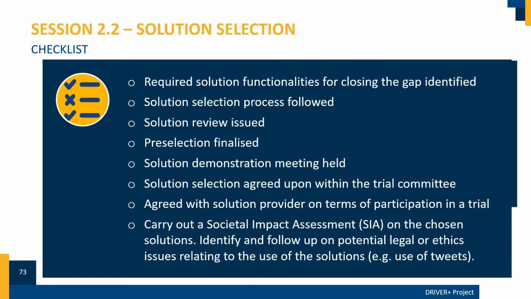The checklist for your solution selection step is: identify needed solution functionalities for closing the gap. Follow the solution selection process. Issue solution review. Finalize pre-selection. Hold solution demonstration meeting. Agree upon solution selection within the trial committee. Agree with solution provider on terms of participation in a trial. Carry out a societal impact assessment, SIA, on the chosen solutions. Identify and follow up on potential legal or ethics issues relating to the use of the solutions, e.g., use of tweets.